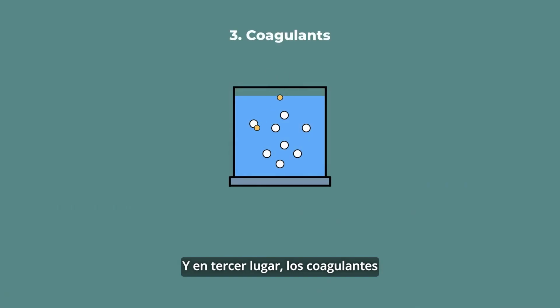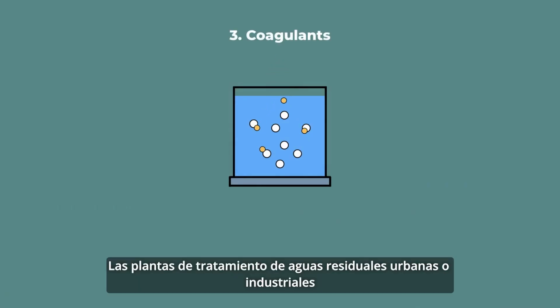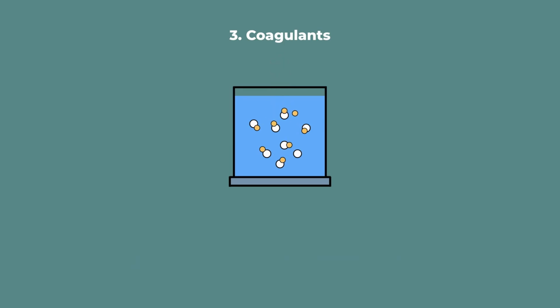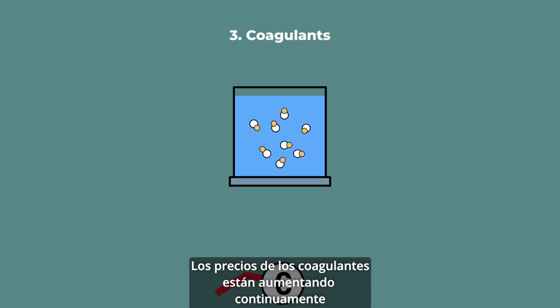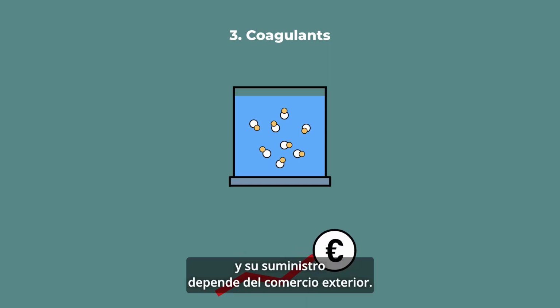And thirdly, coagulants. Both urban and industrial wastewater treatment plants consume a lot of these. The prices of coagulants rise continuously, and these prices are also dependent on foreign trade.